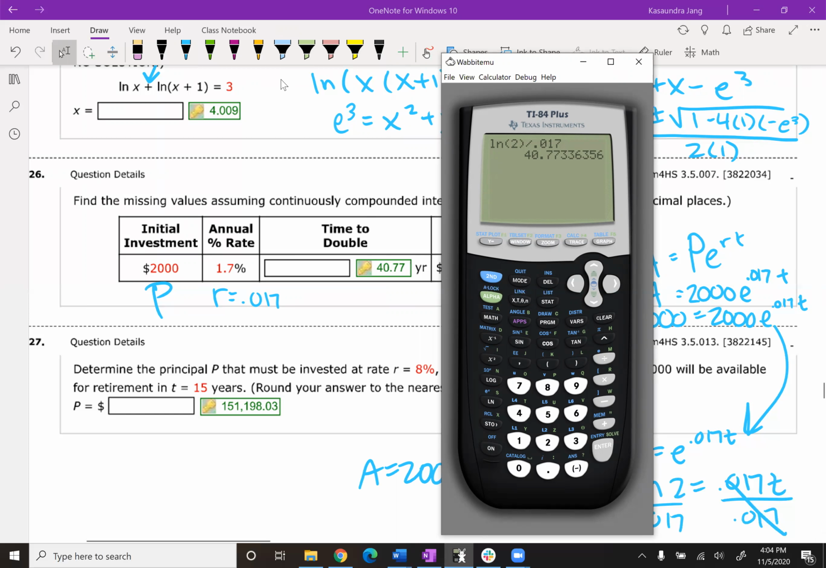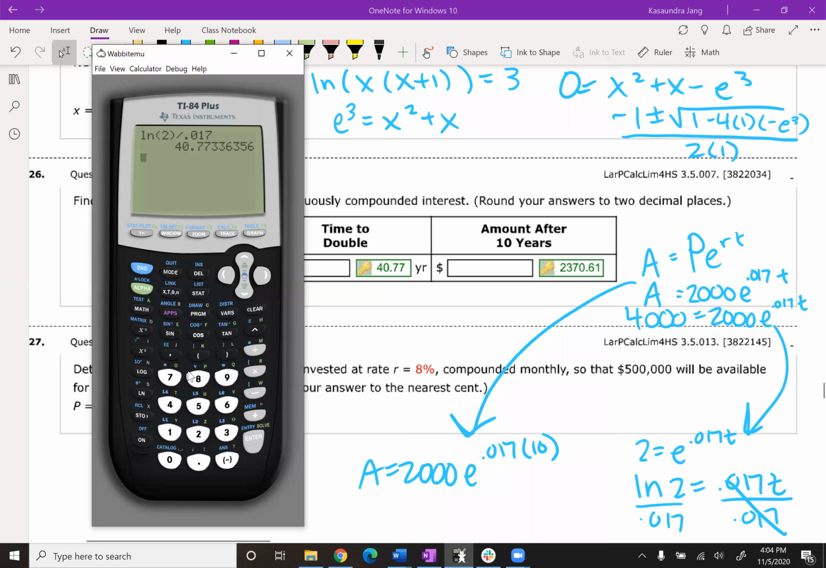Okay, so 2000 times e to the 0.017 times 10. All right. So that's how they got their 2,370.61 if I rounded to 2 decimals, 0.61. All right. Okay, gotcha.